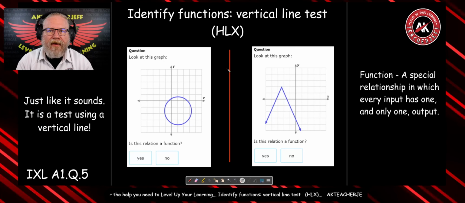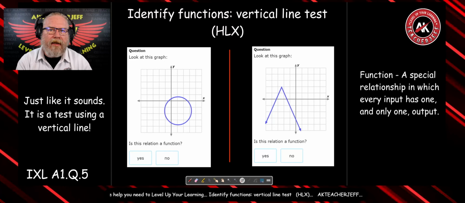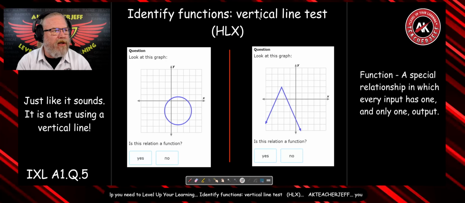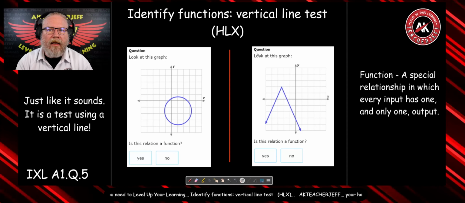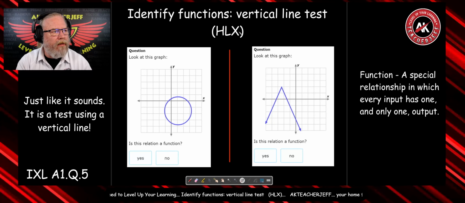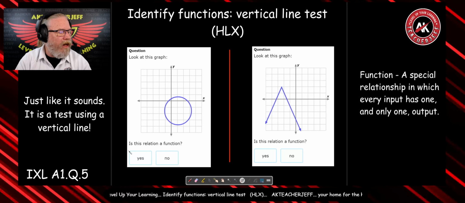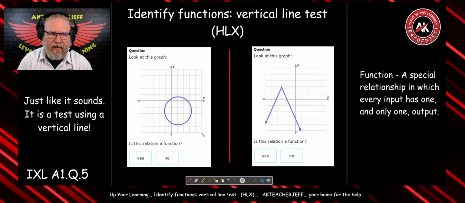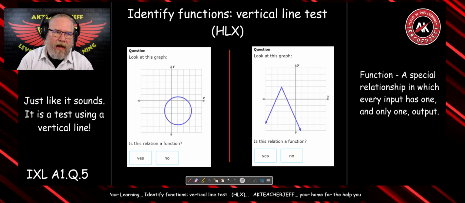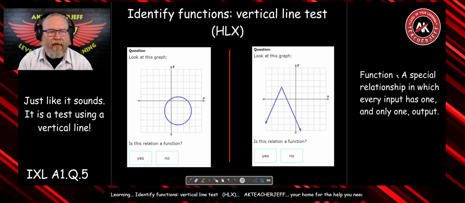Hello, this video is for the IXL activity titled Identify Functions Vertical Line Test. Its three-character code is Hotel Lima X-ray, and at the time of this recording, this activity can be found at A1.Q.5.